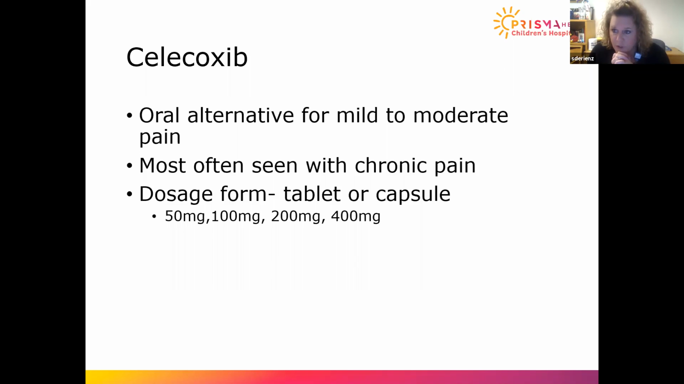So another oral option for pain management, and this is usually seen more with chronic pain, is celecoxib or Celebrex. It is an oral alternative for mild to moderate pain. Again, most often seen with chronic pain. So we do have several of our sickle cell patients, again, that are on this medication. And it does come in a variety of different tablet sizes and capsule sizes, such as 50, 100, 200, and 400. So again, more is not always better. So you can certainly try the lower doses first, but you can look at references as far as what the max dose would be for that particular patient population.